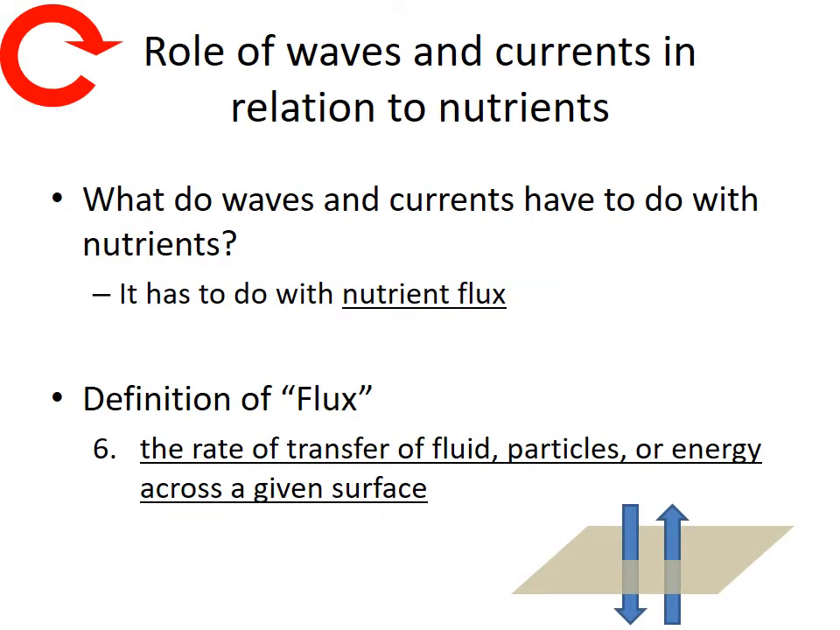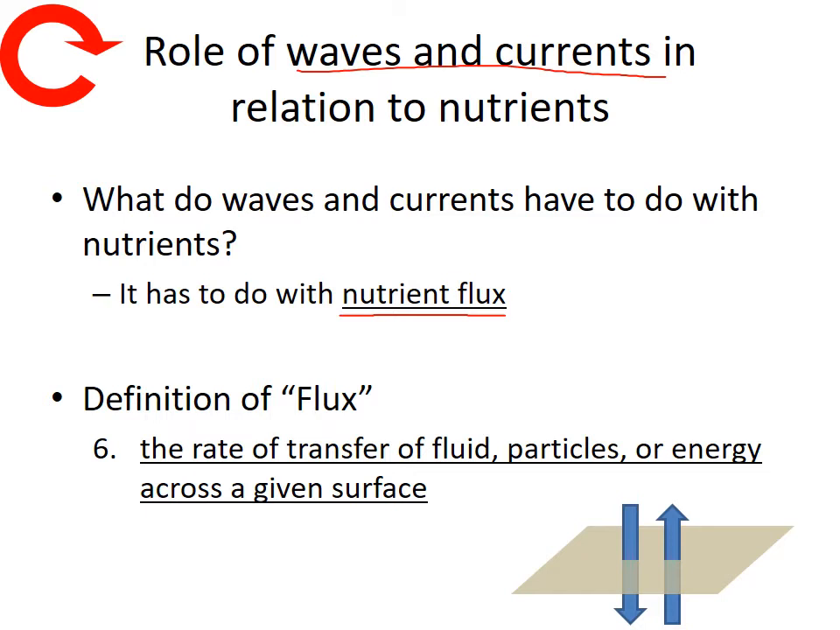So the autochthonous recycling of nutrients within the continental shelf environment is strongly affected by waves and currents. Waves and currents have a major role in recycling the nutrients within the continental shelf environment because they can enhance something called nutrient flux. Flux is a fancy science-sounding term, and it's important that we define it carefully.